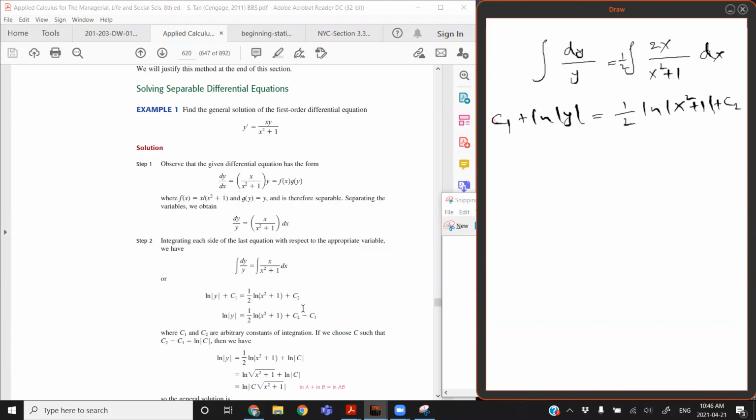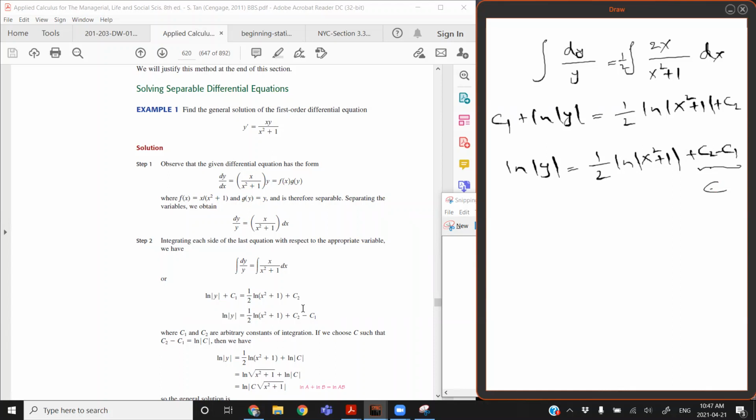Now, if I move c1 to the other side, I get ln of absolute value of y is equal 1 over 2 ln of x squared plus 1 plus c2 minus c1. Now, this c2 minus c1 is also an arbitrary number. If c1 is an arbitrary number, c2 is also an arbitrary number, any constant. So the difference would also be an arbitrary number. So I can just call this c. And from now on, I'm going to put just plus c on one side.